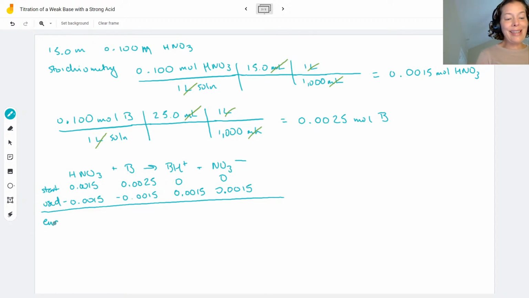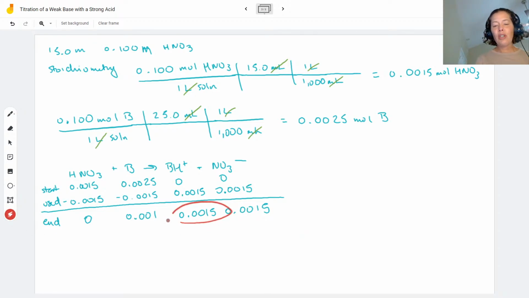Okay, and so then at the end of my stoichiometry, of course my limiting reactant has gone to 0 because I've used it all up. I have a little bit of base left, 0.001. And of course I have some product that is formed. And this is very important for your titration because now once we're done with our stoichiometry, we have to do our equilibrium. And it's really important to know how much of your weak acid, or the conjugate acid of your base, that you form.